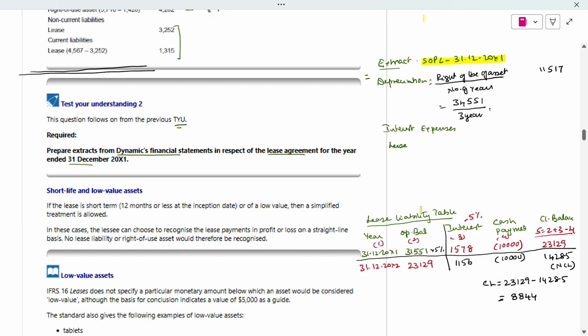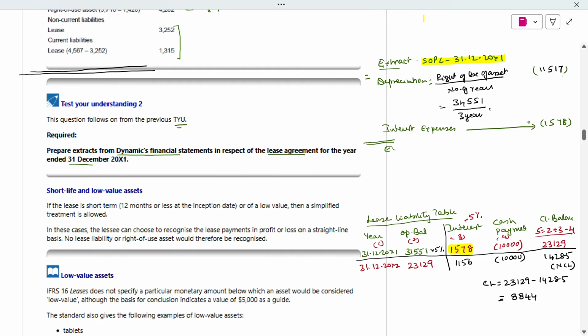Okay, how much is the interest expense we are paying? We are paying an interest expense of 1,578. This is for the statement of profit or loss. Here we have to write it. We are paying 1,578, this is the minus. This is the first segment.